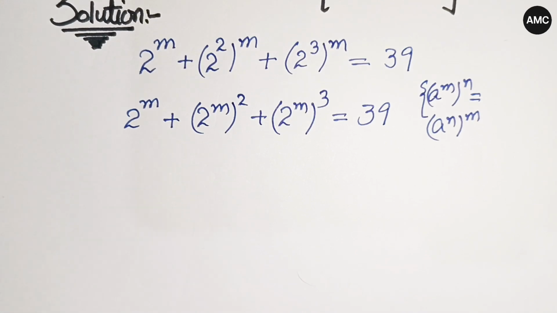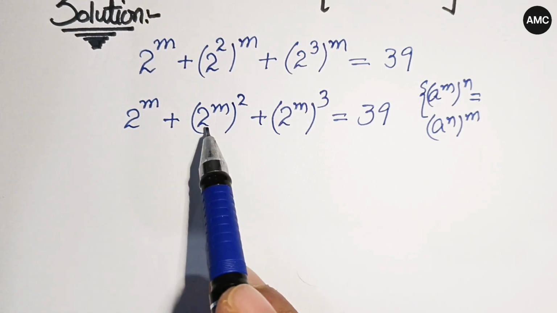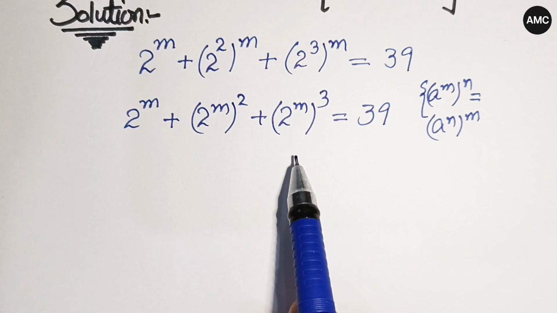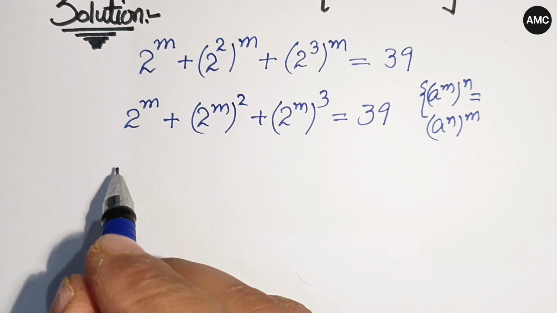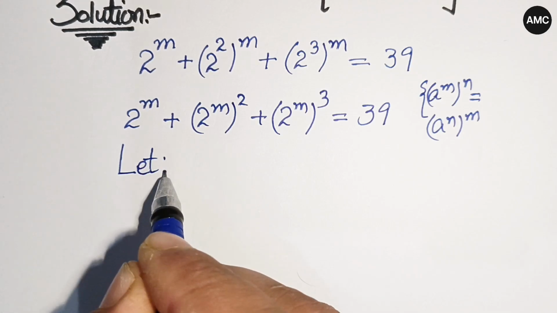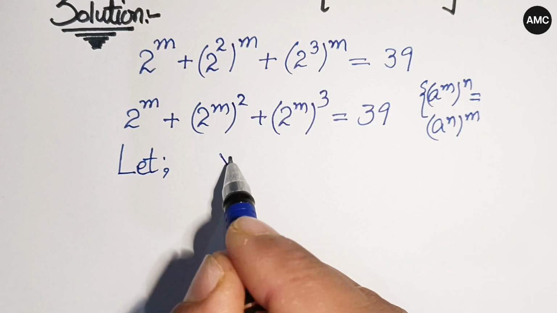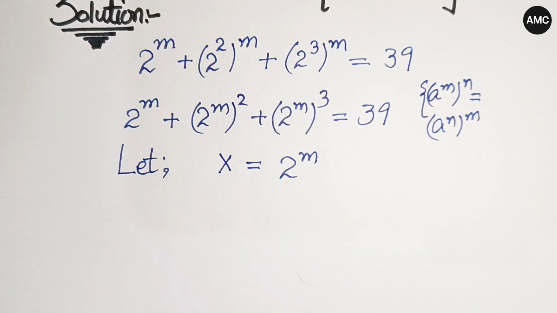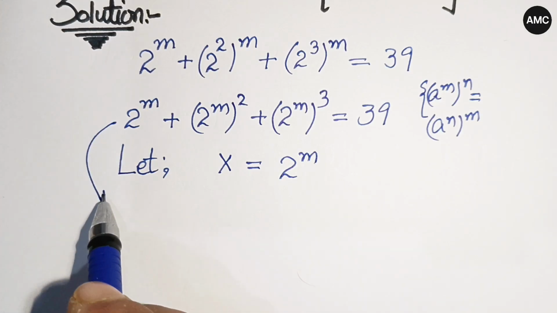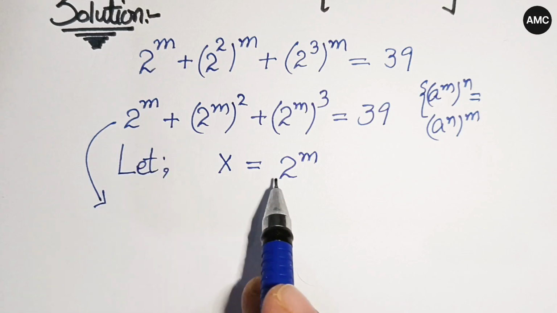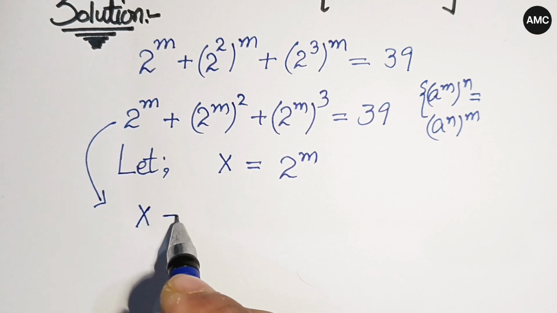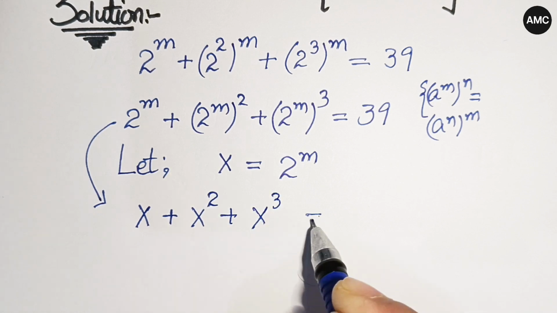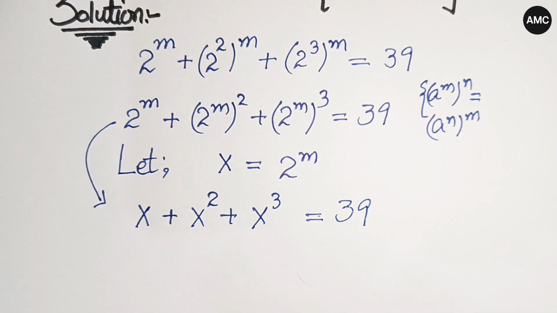Now here we see that 2 to the power m, 2 to the power m, and in the third term 2 to the power m are like terms. So let us suppose these are the same terms. We are going to write that let x is equal to 2 to the power m. Now substituting this value in our problem, 2 to the power m is equal to x. So it will be x plus x squared plus x cubed, that is equal to 39.